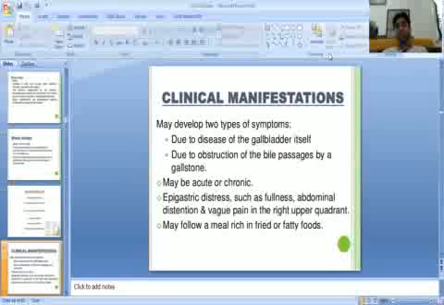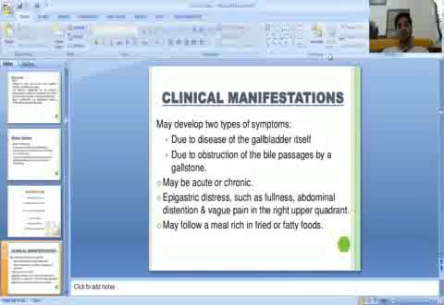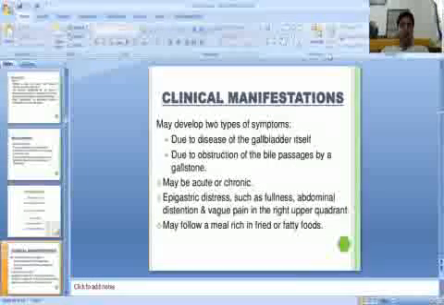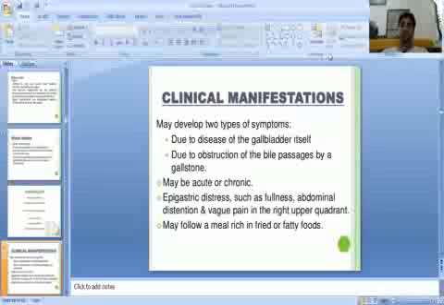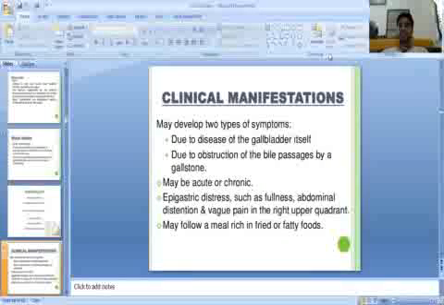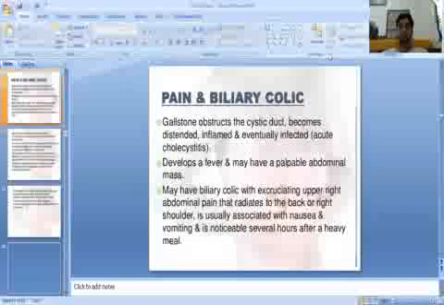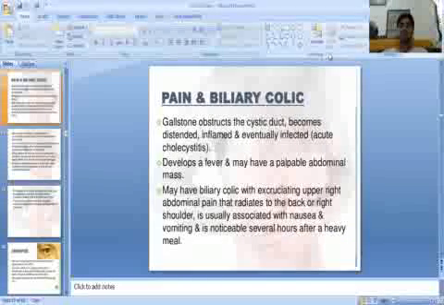Clinical manifestations may develop two types of symptoms: due to disease of the gallbladder itself, or due to obstruction of bile passage by a gallstone, which may be acute or chronic. Epigastric distress such as fullness, abdominal distension, and vague pain in the right upper quadrant may follow a meal rich in fat and fatty foods. Pain and biliary colic.